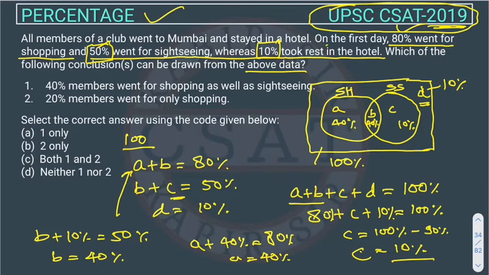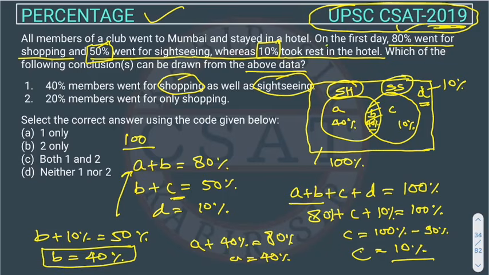Now we can solve it. The first conclusion: 40% of members went for shopping as well as sightseeing. So we have to find the people who are going for both, shopping also and sightseeing also. This area is what we have to find, so the value of B is needed. Here you can see it's 40%, so this conclusion is right.